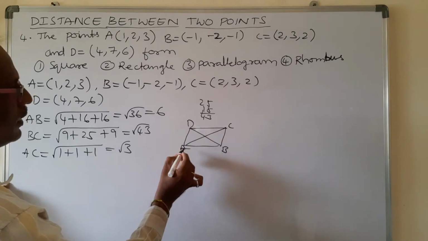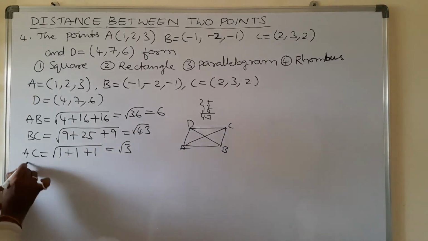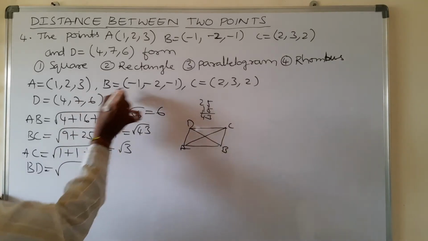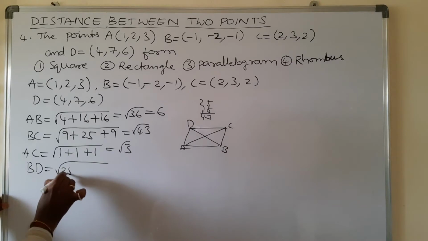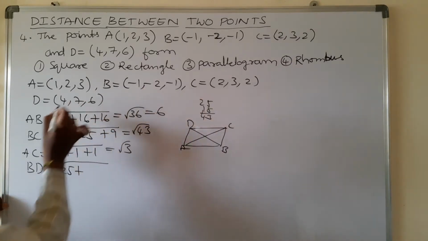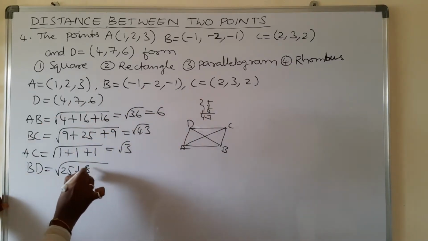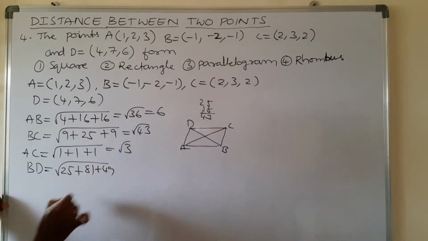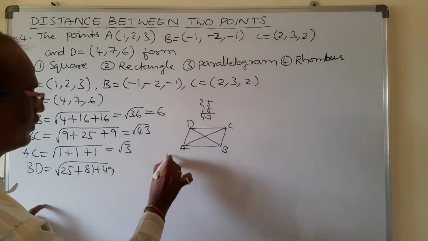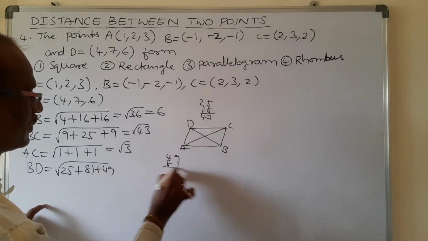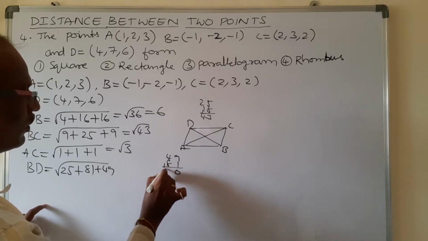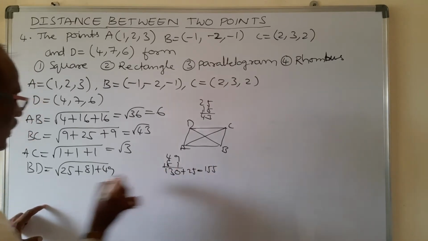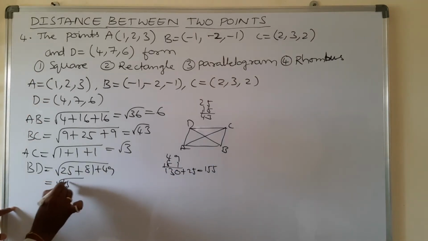Next, to find diagonal BD: square root of (-1 minus 4) whole square, 25; (-2 minus 7) whole square, 81; (-1 minus 6) whole square, 49. 25 plus 81 plus 49, 155. The value is equal to root 155.